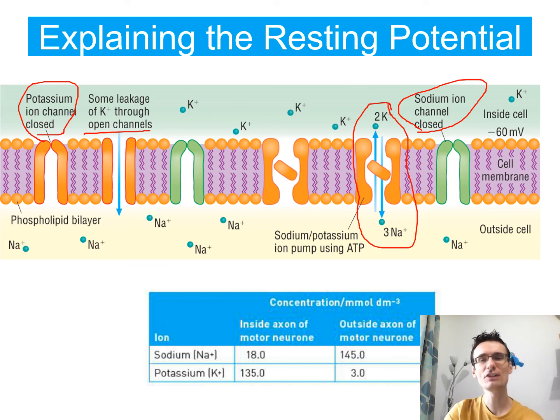Okay, hope that's been useful for you guys. The best thing to do now is move straight onto the action potential lesson, which shows how this changes to fire a nerve impulse.